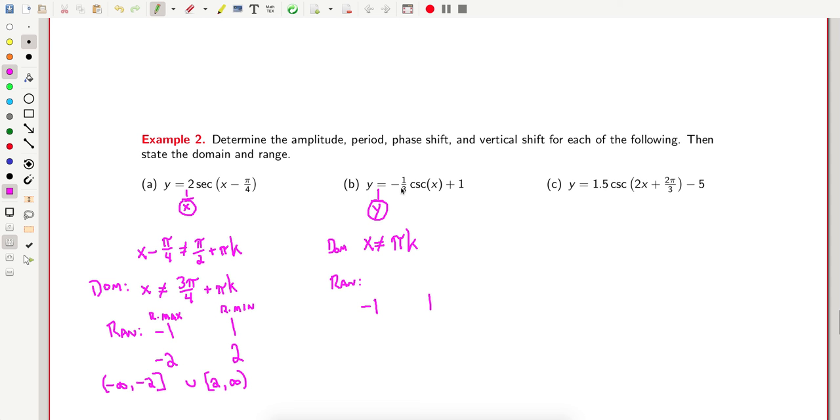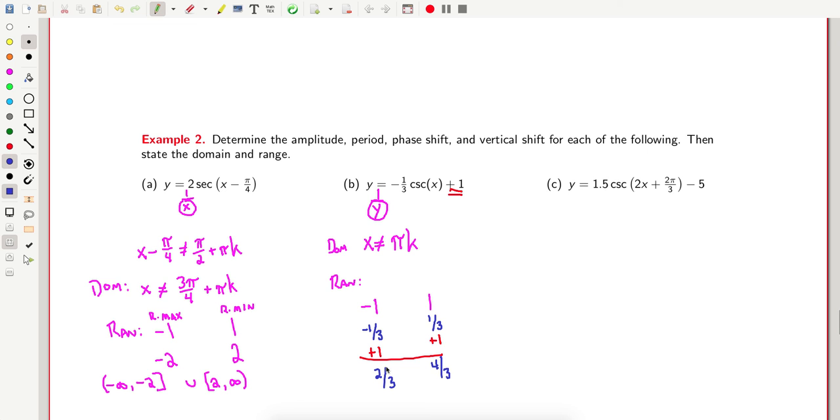But this 1/3, we're going to multiply each of these values by 1/3. And that's going to give us -1/3 and positive 1/3. So this 1/3 out in front will compress it closer to the x-axis by multiplying our y-coordinates by 1/3. We also, in this problem, happen to have a vertical shift of +1. So that's going to move each of these values up 1 unit. So we're going to add 1 to those y-coordinates of -1/3 and positive 1/3. So when we do that, -1/3 plus 1 is 2/3. 1/3 plus 1 is 4/3.